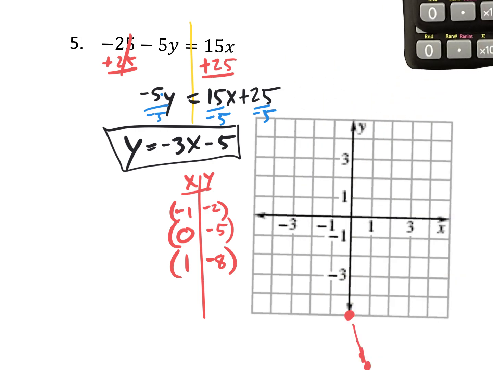So where's that location? -1, -2. -1 on the x, -2 on the y, it's right there. You see, it does line up with that dot that was off the graph, but this is the one that is on the graph.